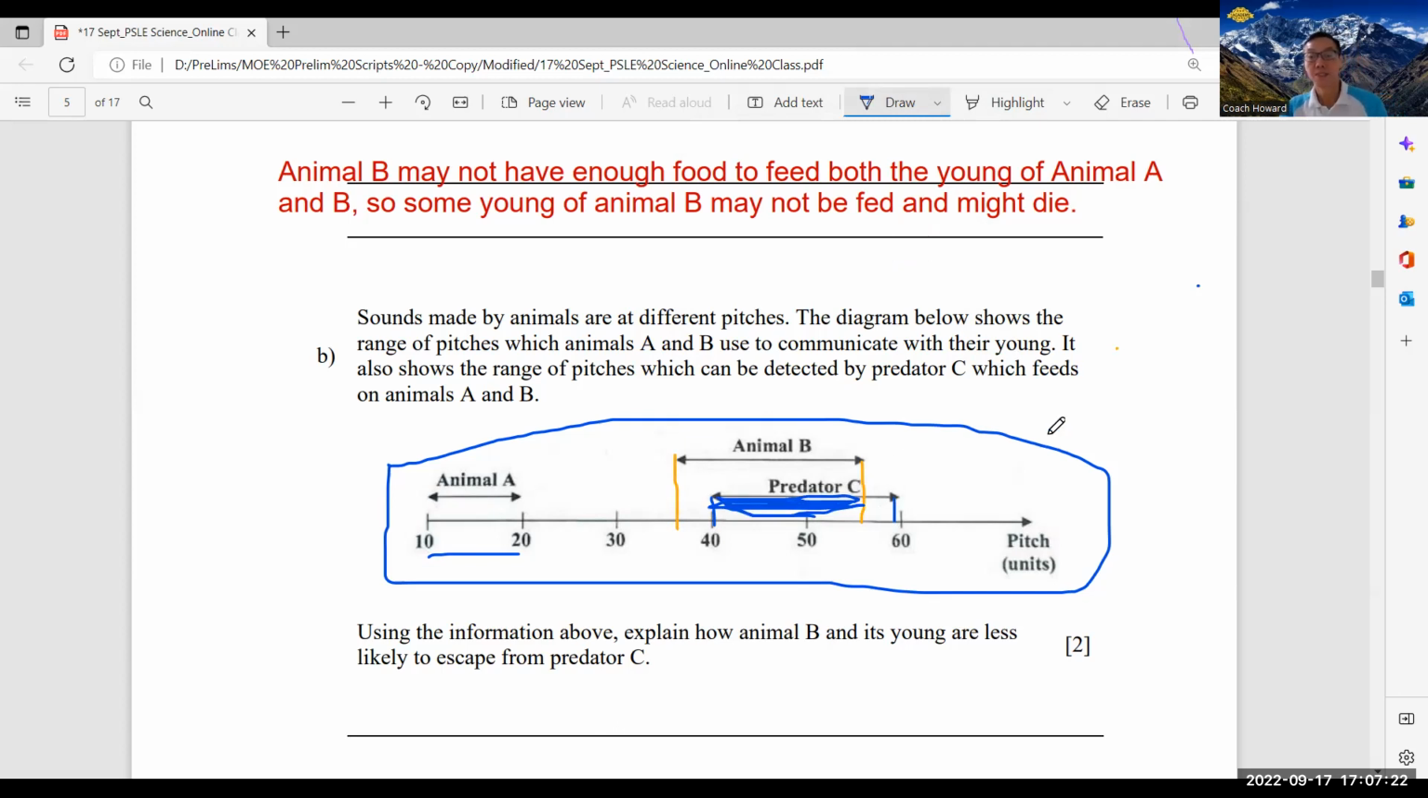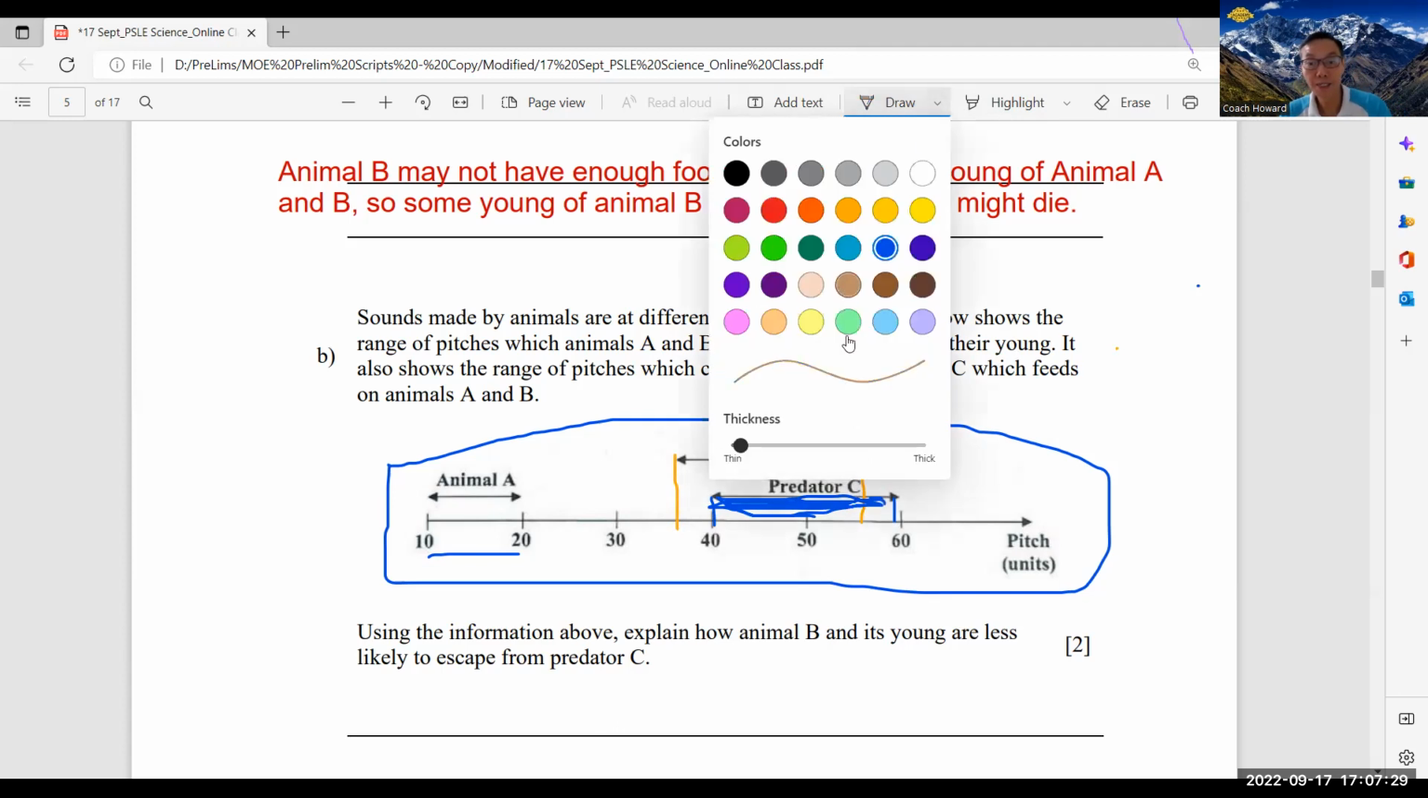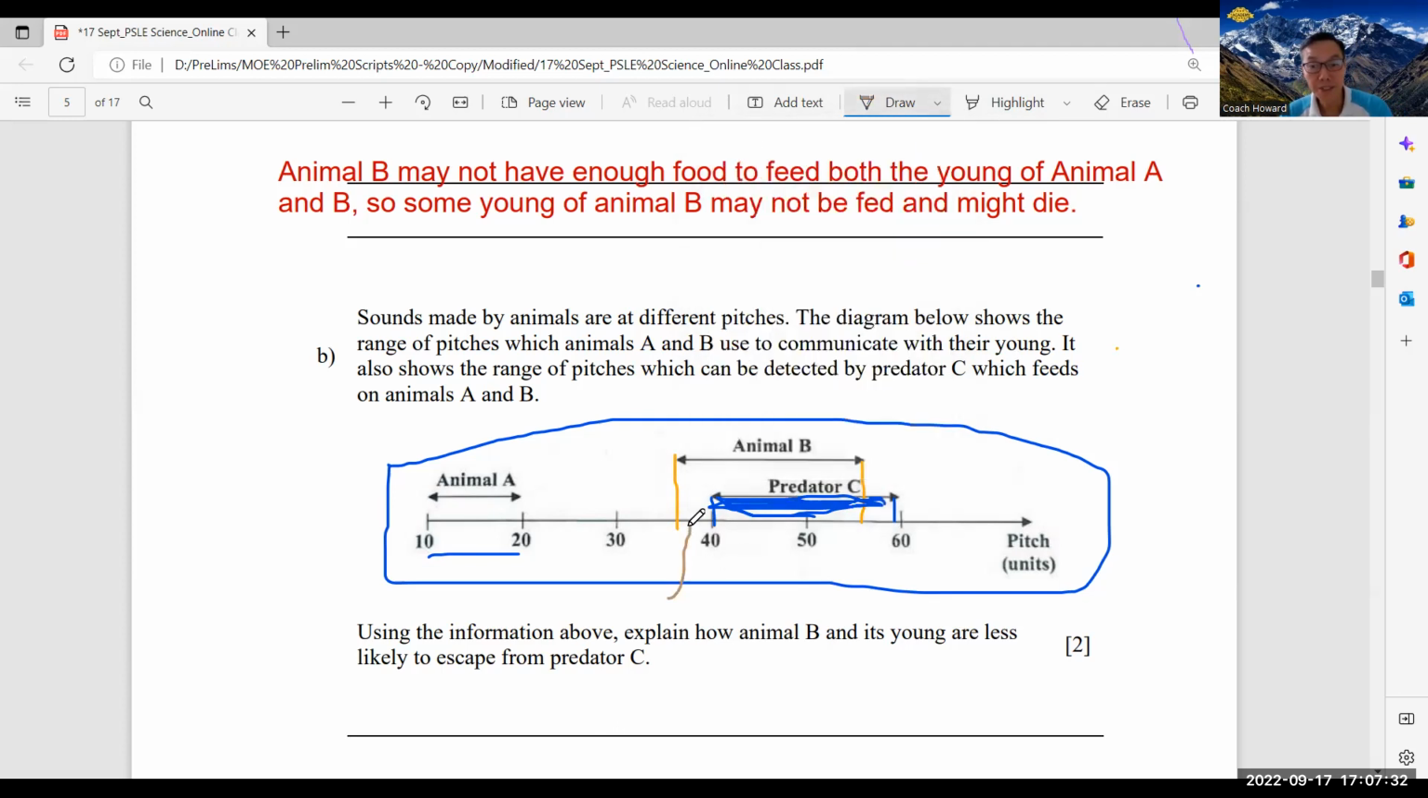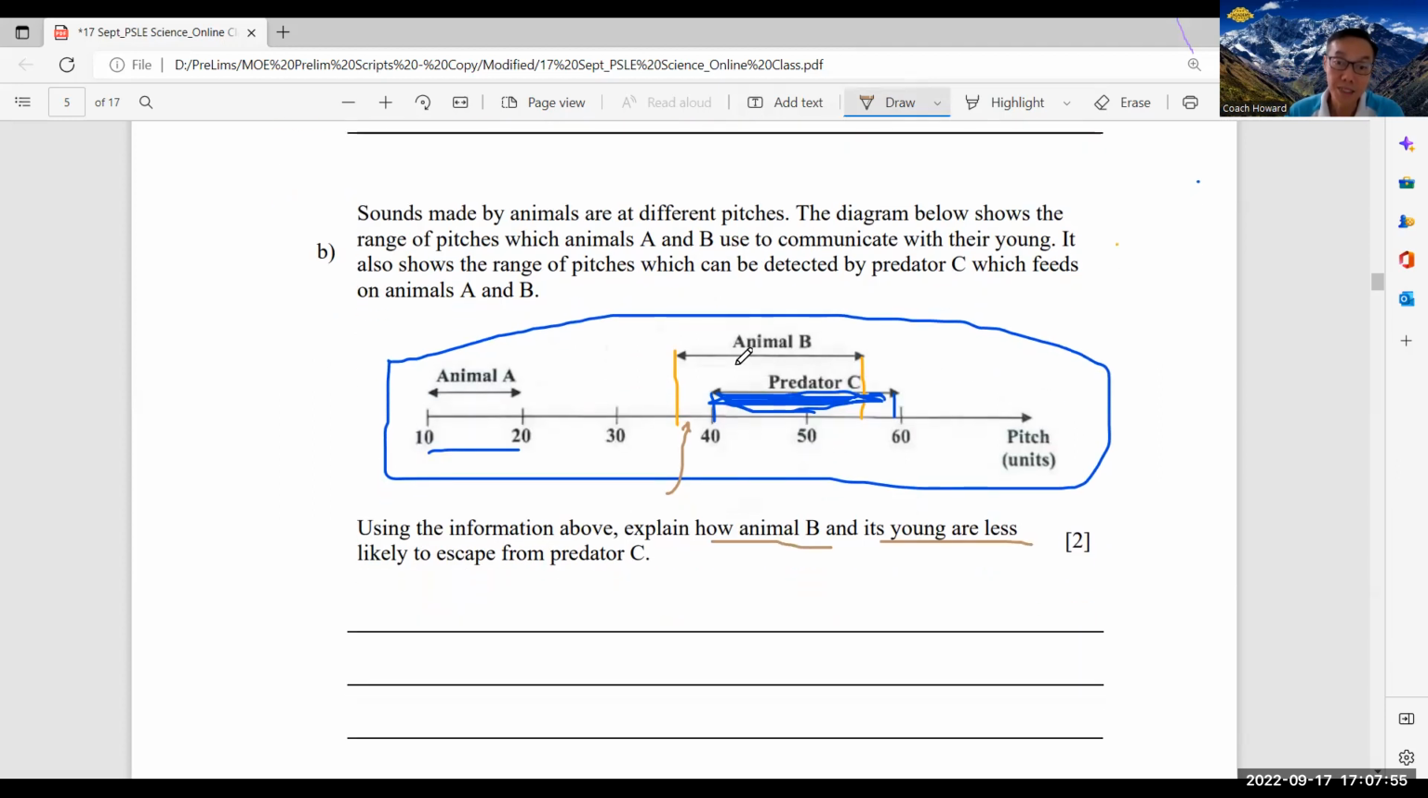Okay, so predator C is up even up to here, this part. So only this little part, predator C cannot hear. That means majority predator C can listen to the communicative frequency of animal B. So that's why they say, explain how animal B and its young are less likely to escape from predator C. Because predator C can listen to their frequency, of course less likely to escape because they can be hunted easily.